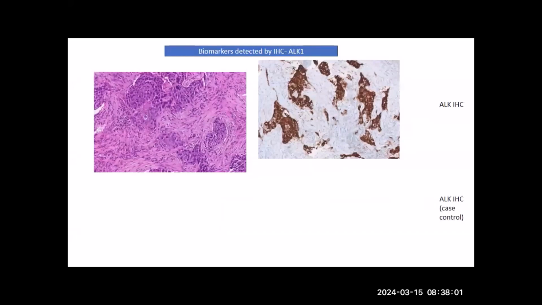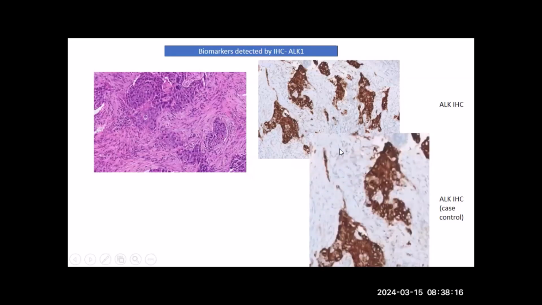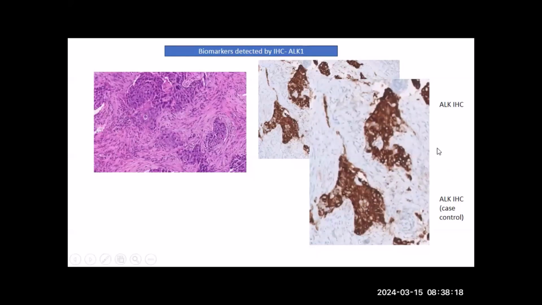So, coming to some biomarker IHCs which are done in adenocarcinoma. This is a lung biopsy from non-small cell carcinoma, and this is the ALK IHC. You can see that it is showing dense brown staining. You can appreciate a membranous kind of staining, and it is very dark. If it is uniform dark throughout, we call it ALK-IHC positive.